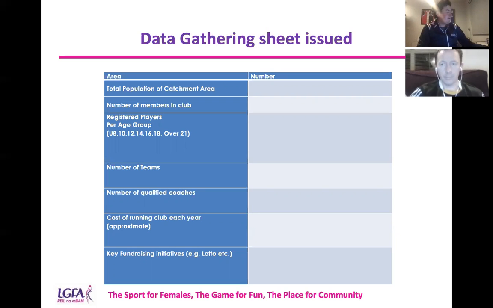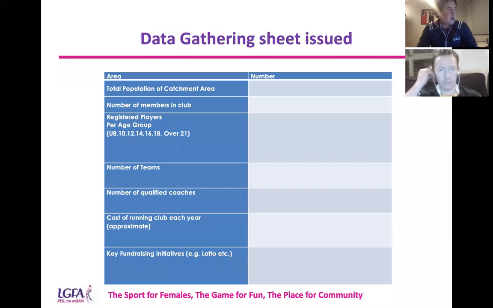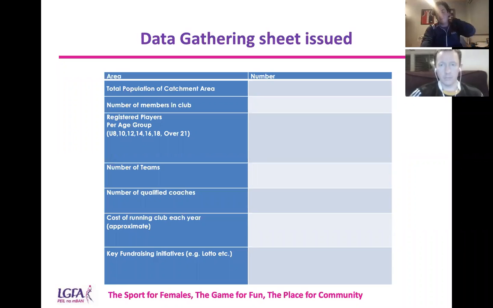So again, this is just a wee simple data gathering sheet, just somewhere to have it. And if you get in touch after the webinar, I can send that out to you, and you can get started on that. So it's something you can do even before you start thinking about your plans. So that's what we'd recommend at the very start. You figure out where you're at now.